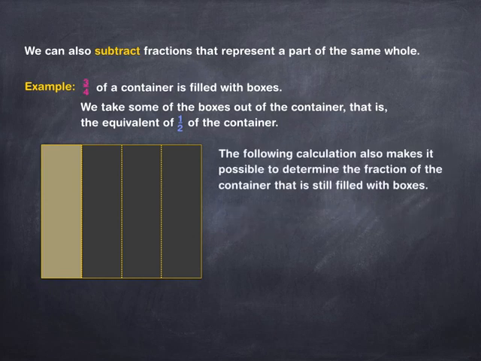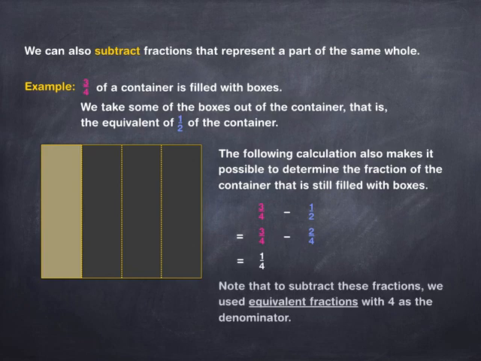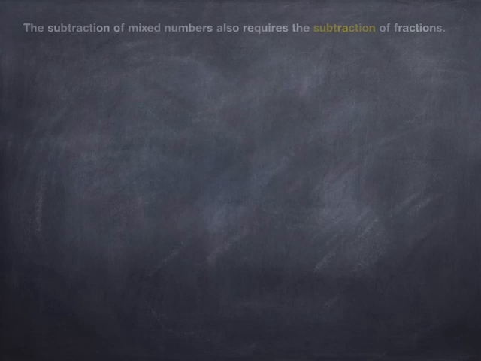The following calculation also makes it possible to determine the fraction of the container that is still filled with boxes. 3/4 minus 1/2, which is equal to 3/4 minus 2/4. 4 is a multiple of both 2 and 4. This equals 1/4. Note that to subtract these fractions, we used equivalent fractions with 4 as the denominator.